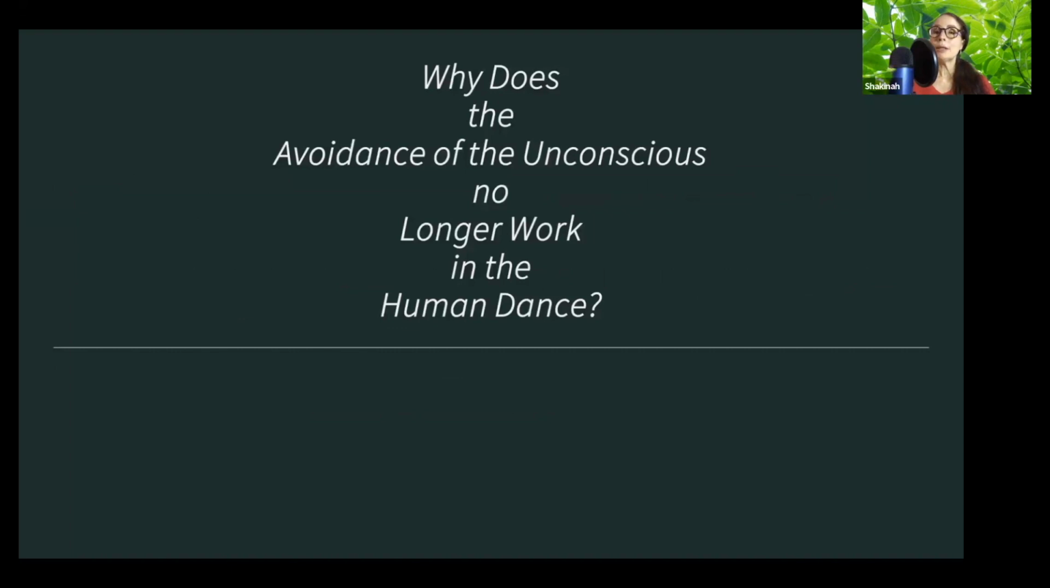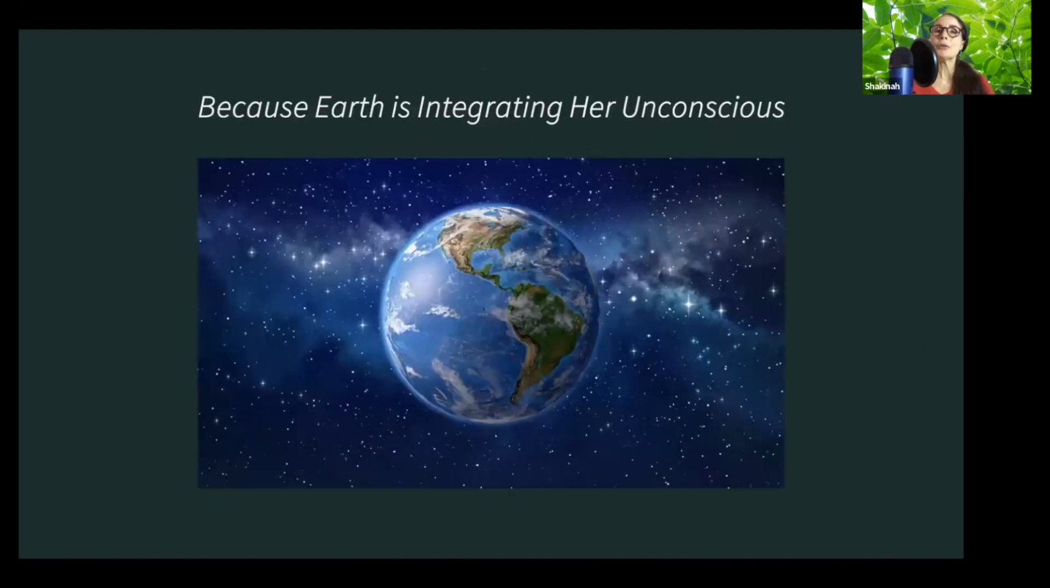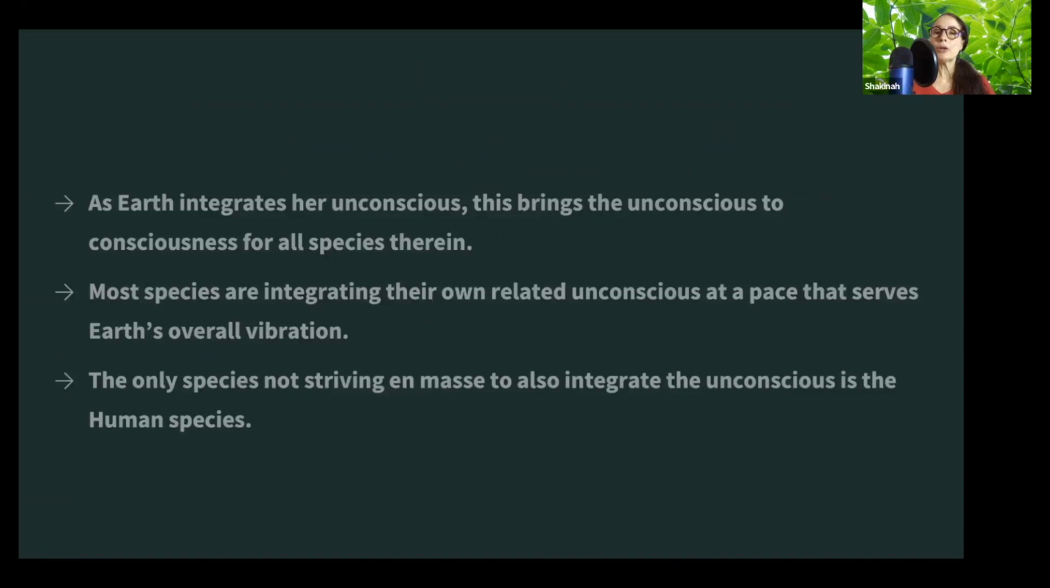Why does the avoidance of the unconscious no longer work in the human dance? Great question. Because Earth is integrating her unconscious. As Earth integrates her unconscious, this brings the unconscious to consciousness for all species therein. Most species are integrating their own related unconscious at a pace that serves Earth's overall vibration. The only species not striving in mass to also integrate the unconscious is the human species.